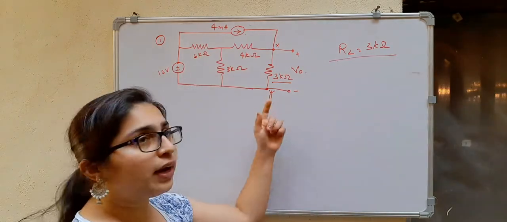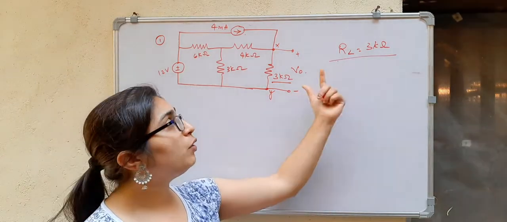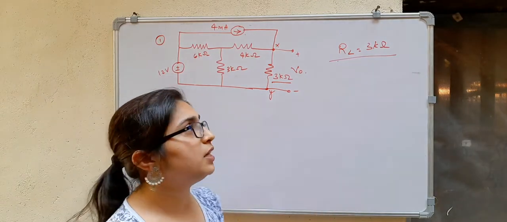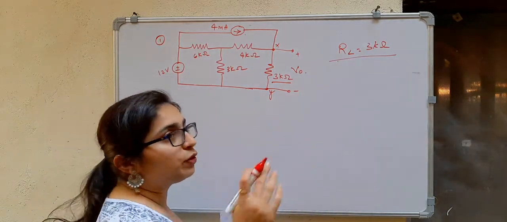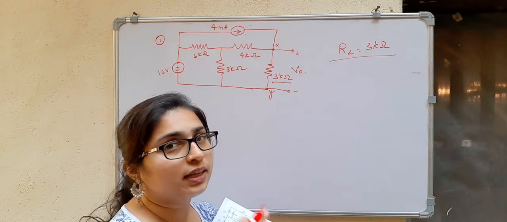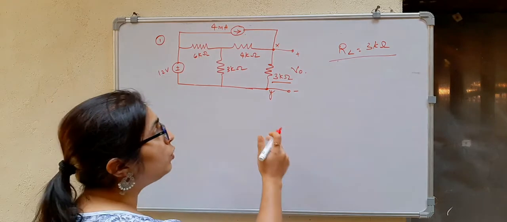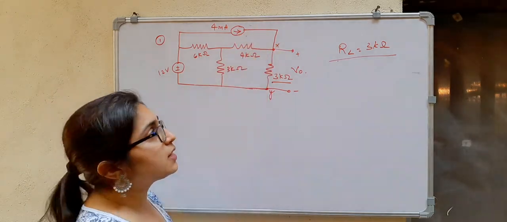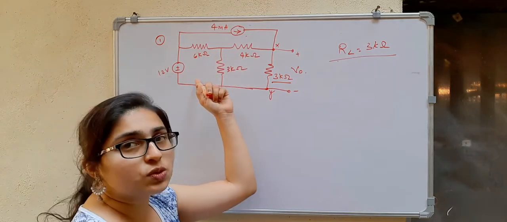After finding this Thevenin's equivalent network, we have to find the voltage across this load which is connected to that terminals. So for that we have to find the Thevenin's equivalent network. That means first we have to find the VTH and then we have to find RTH. You know, this network consists only of independent sources. This current source is independent, this voltage source is independent.